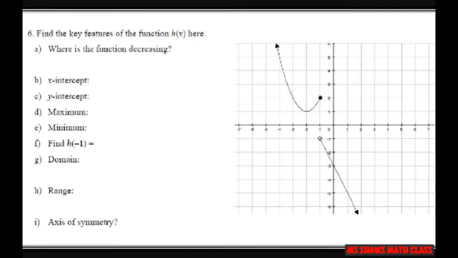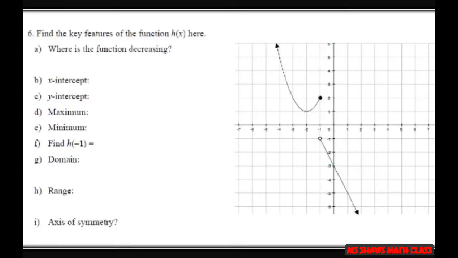Y-intercept, we do have a y-intercept right here. That's where it crosses the y-axis. So on the y-intercept, that means x is 0 and y is -3. Maximum, we don't have a maximum. For this part, we do have a minimum. So if we just look at this in pieces, we have a minimum here, and that minimum value would be -2, 1.